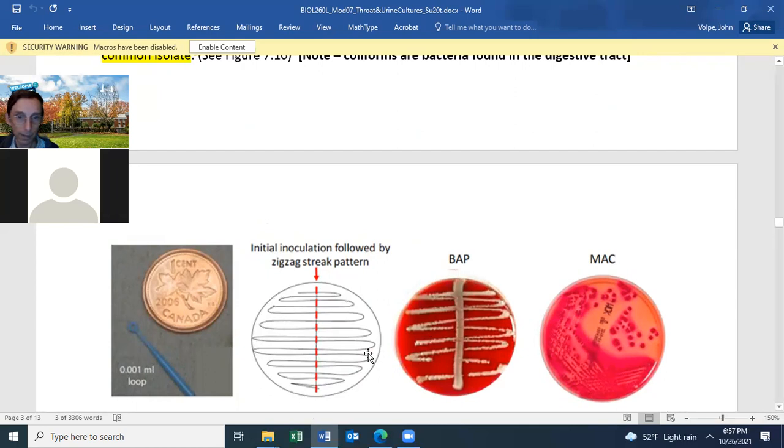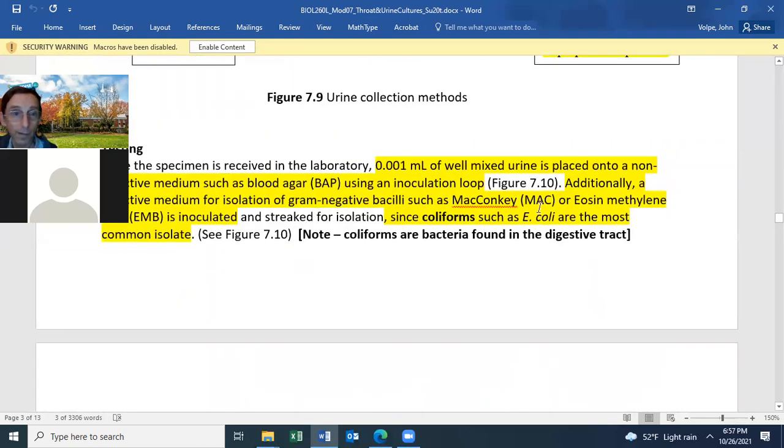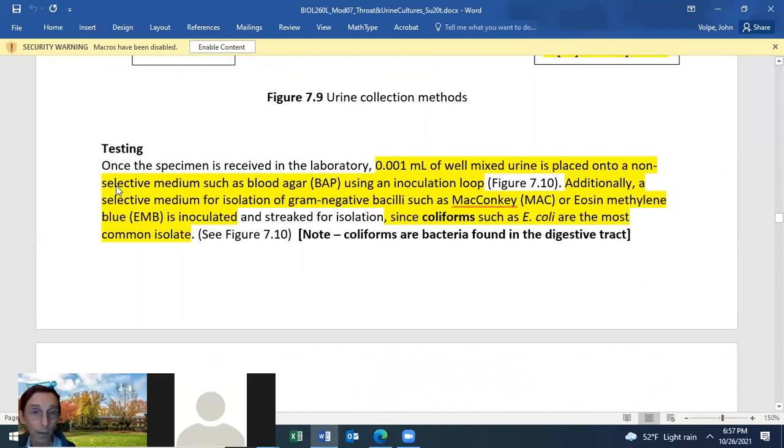Usually you go like that and then like that. And then get it to grow. You should also streak it on a MacConkey or EMB plate so that you can see gram-negative organisms, which could be the pathogen. And then on the blood agar plate to get both gram-negatives and gram-positives growing. Any question about that? So for a urine specimen, it should grow both on blood agar and on either MacConkey or EMB.